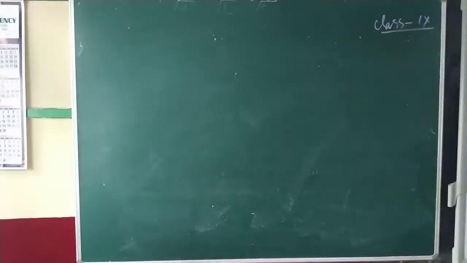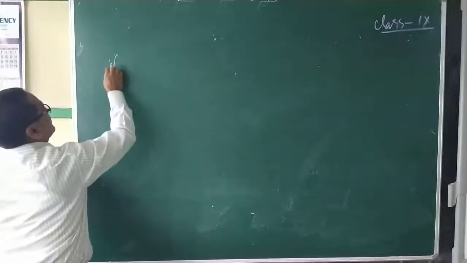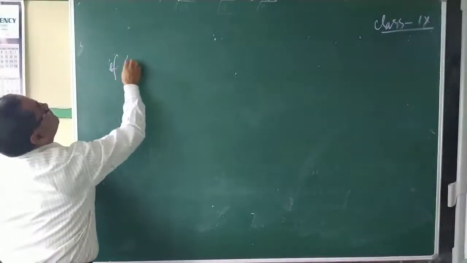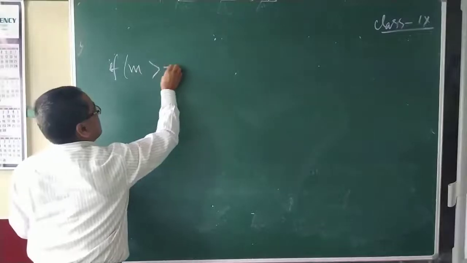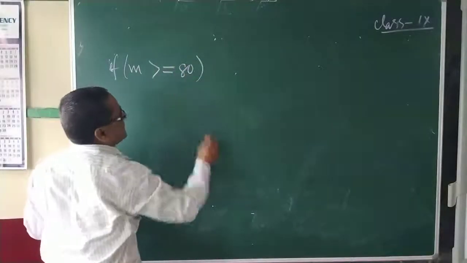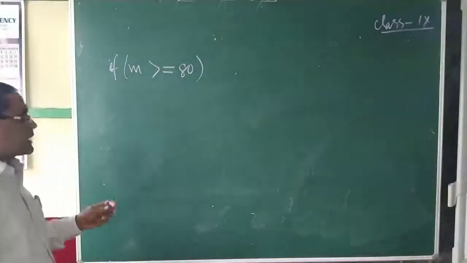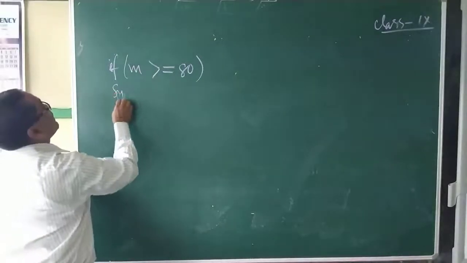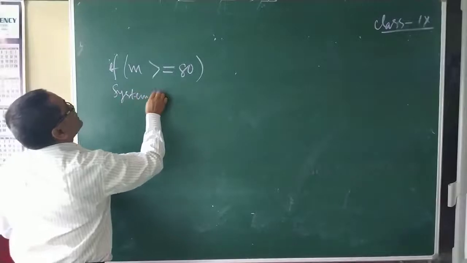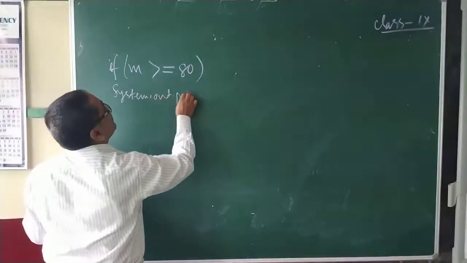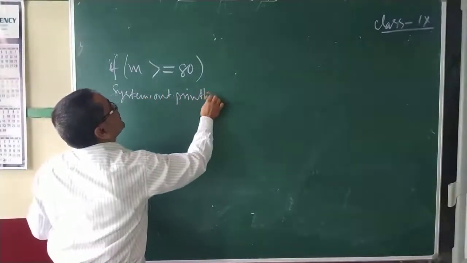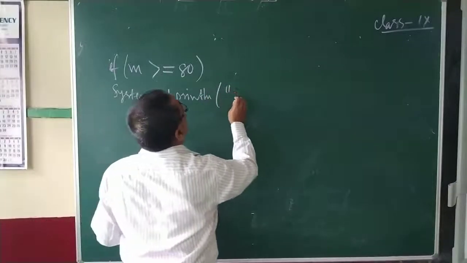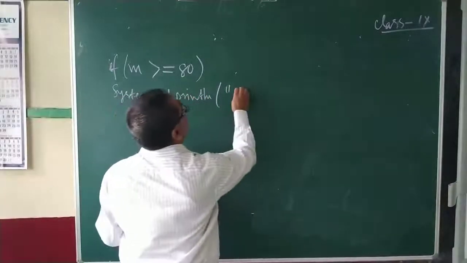Now first, 80% and above is distinction. If m is greater than or equal to 80, you see the question, 80% and above is distinction. If m is greater than or equal to 80, then System.out.println, you can write distinction.